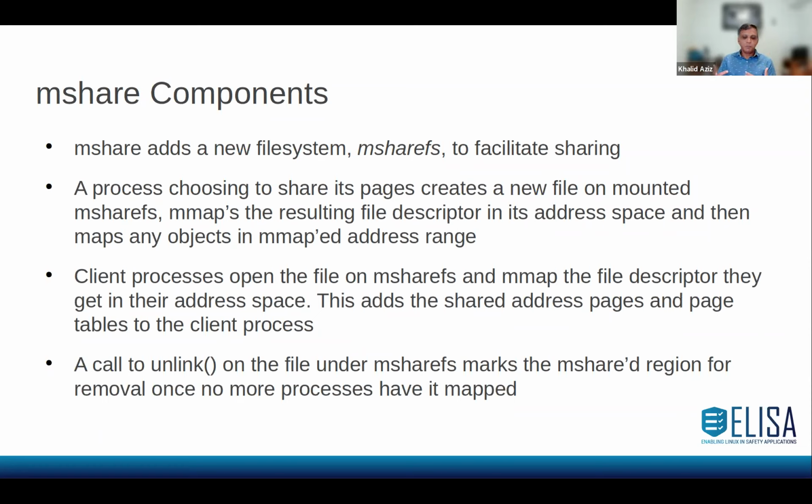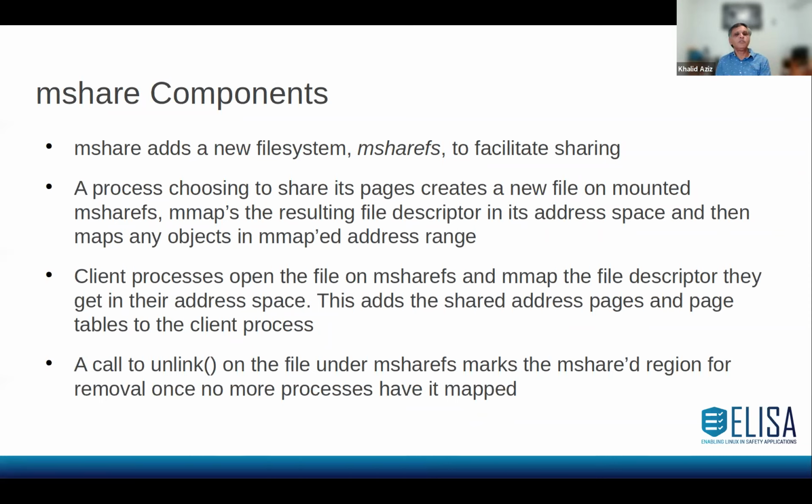Once a file system is mounted, all a process has to do is create a file on that msharefs file system. When it creates a file there, the kernel says, aha, now we know we are going to create a shared page table address space. And then a task can simply map that file it just created on the msharefs file system and give it an address range in its mmap call.